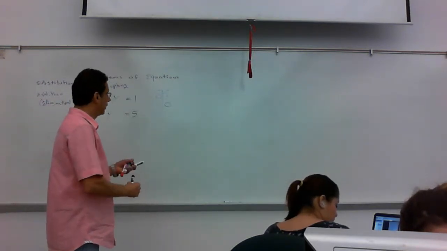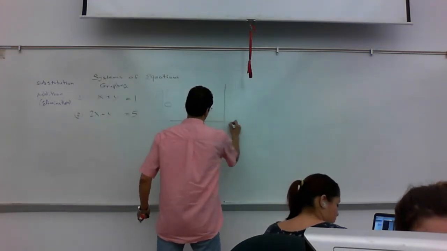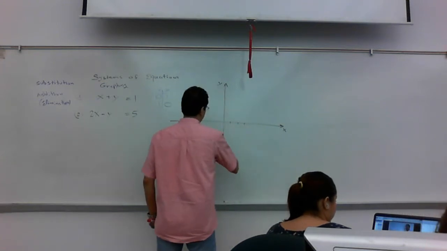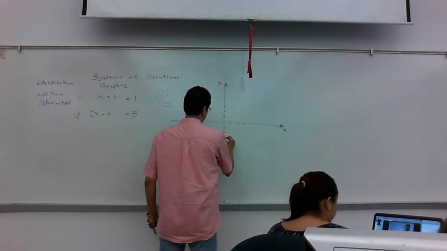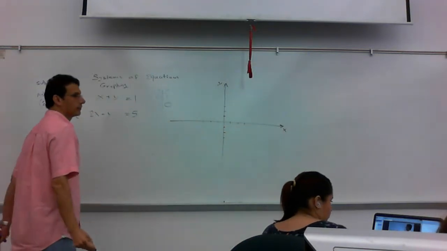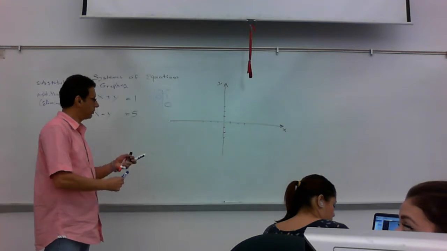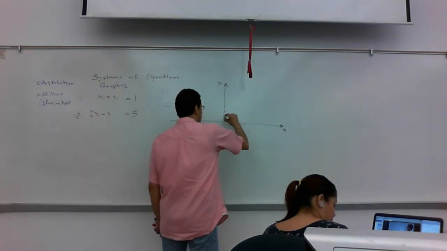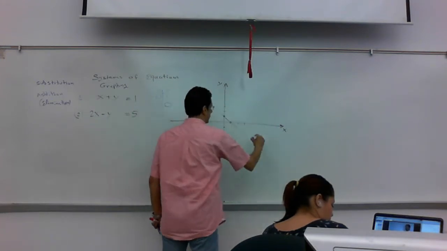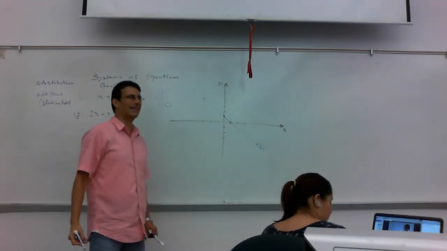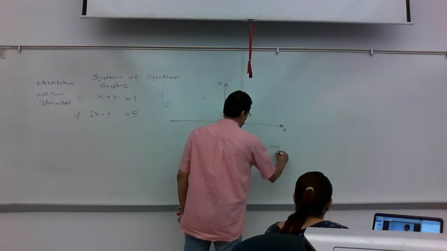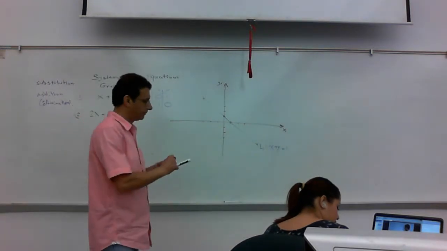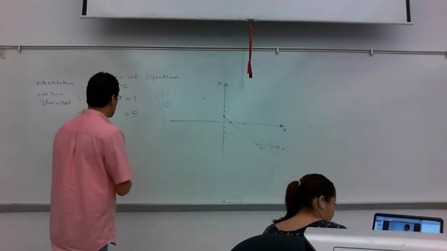So let us look at the graph of the first line. The first one, 2 points, (0, 1) and (1, 0). We're going to connect the 2 points, and we're going to continue indefinitely. And this is the first line. I'm going to call it L1, which is x plus y equals 1. So all we did was graphing one line. Sounds good? Let's graph the second line.